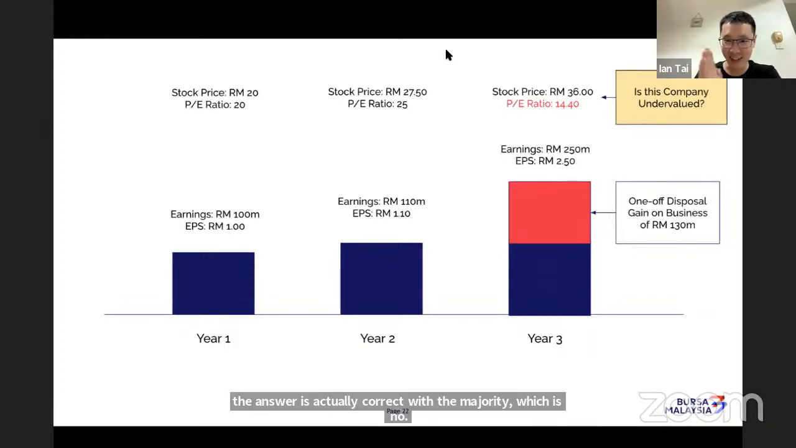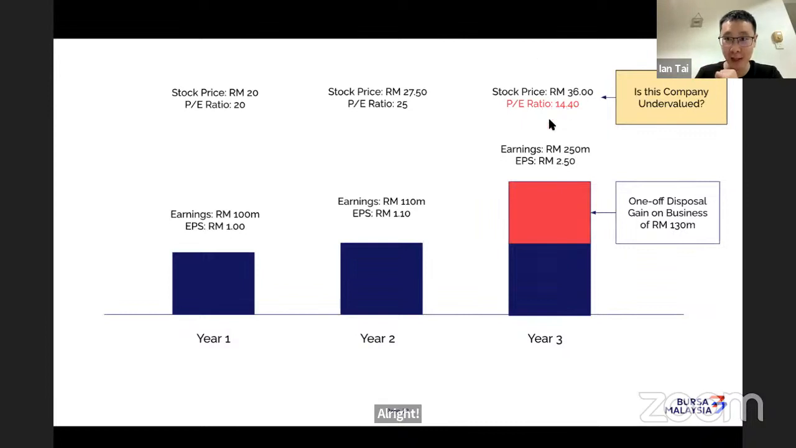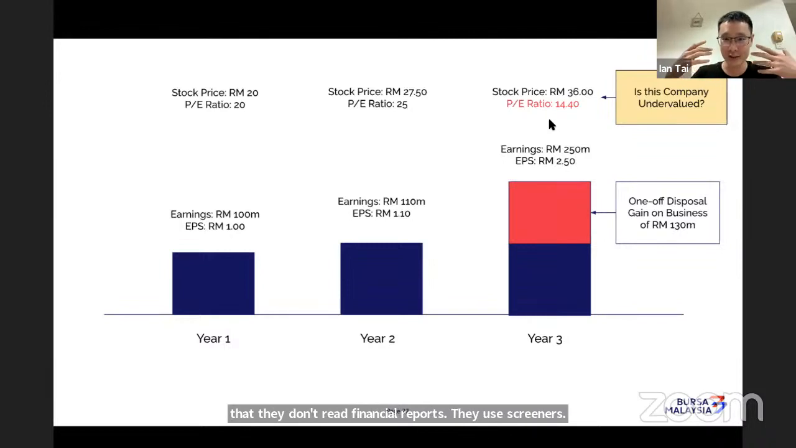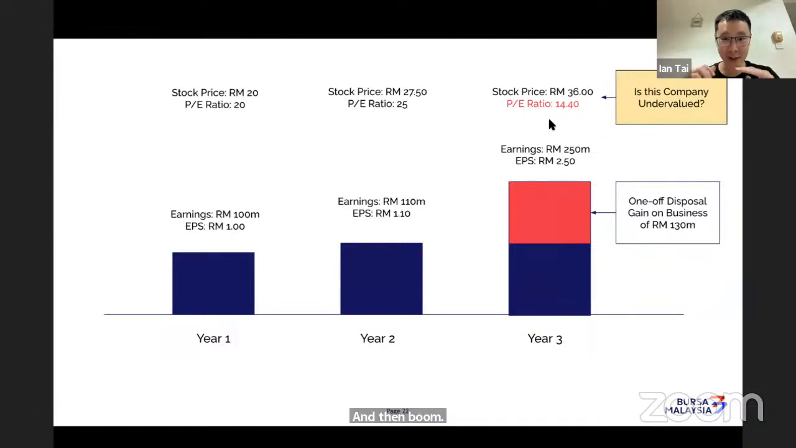All right. That's not how you use your PE ratio. And how people fall into this trap is that they don't read financial reports, they use screeners. Screeners are machines, right? They just take the stock price and the latest earnings per share, and then boom, they say the PE ratio of a certain stock is 14.4. And then they think, oh, I've never seen this before. How come this stock's PE ratio used to be above 20, now it is 14.4? Wow, this seems to be a bargain. Not quite, huh? So most of you are getting it correct.